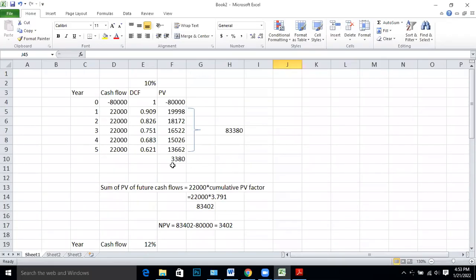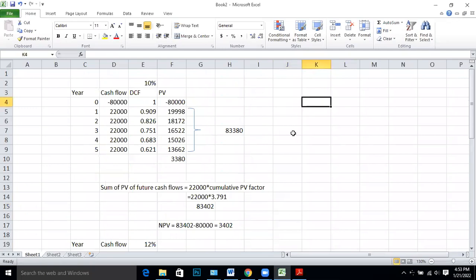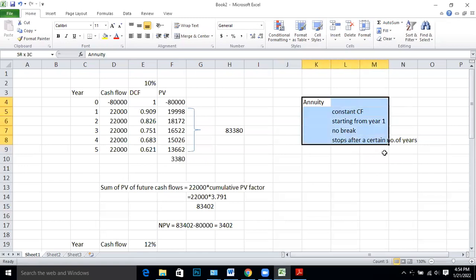Here, what did we see? When you get a constant cash flow every year, how to find PV? One more thing I'll tell you: this is what you call an annuity. Annuity means constant cash flow starting from year 1. Let me give the features. Annuity: constant cash flow starting from year 1, no break, stops after a certain number of years. That's what you call annuity.